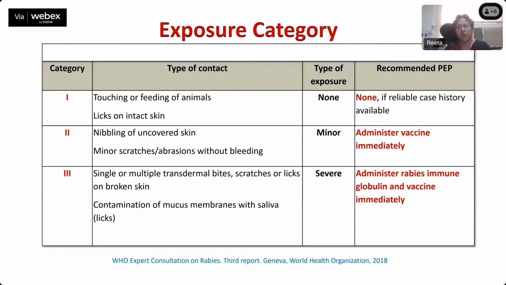Category 3 is the most severe form of exposure, which includes single or multiple transdermal bites, scratches, or even licks on broken skin. Remember, contamination of mucous membranes with saliva or licks also falls under category 3. Now, in this category, you have to administer both the vaccines and the rabies immunoglobulins in addition to wound management. So, in short, remember, if there is bleeding, it falls under category 3. If there is breach in the skin without bleeding, it falls under category 2. If there is no breach in the skin, it is category 1, which does not require any PEP.